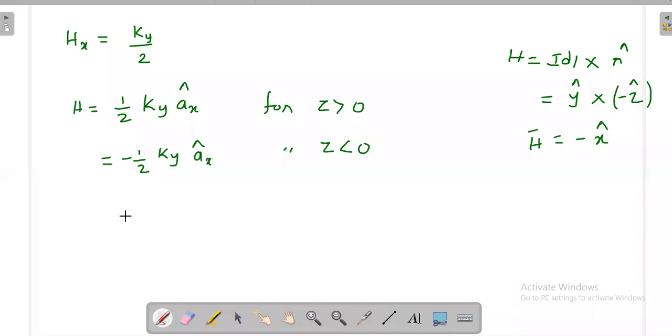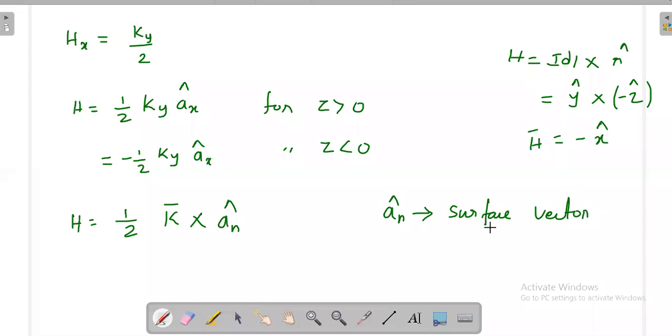So finally, in a simple manner, I can write like this: 1 by 2 K bar cross an cap. What is an cap? An cap is the surface vector.